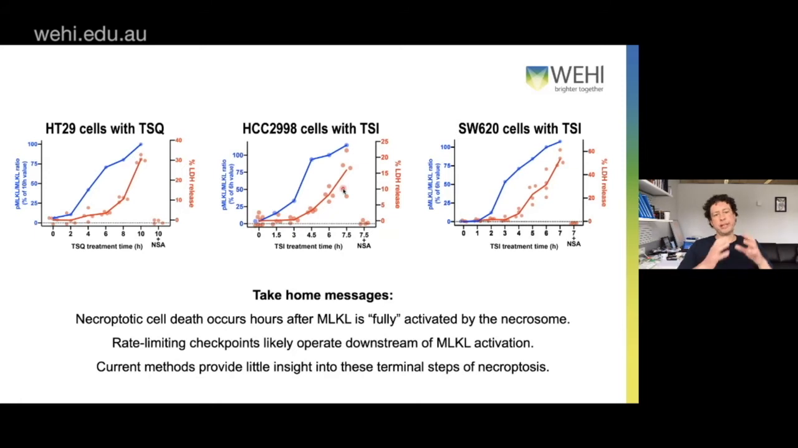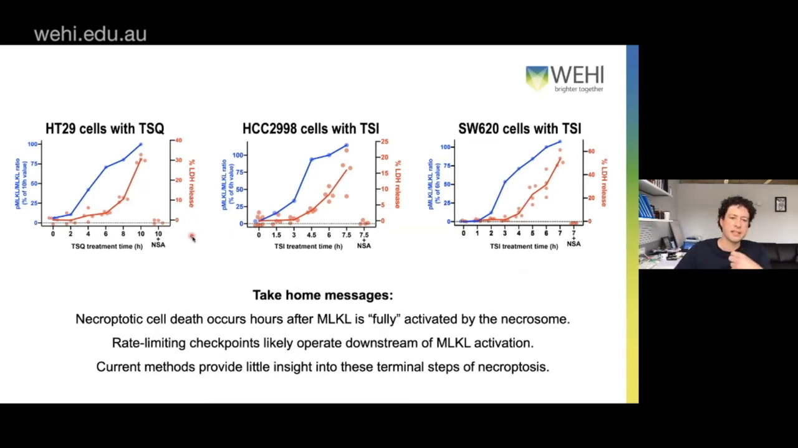So this gap between MLKL activation and cell death is not a particular curiosity of the model that we've chosen. It's a common feature reported, as you showed here, with different stimuli and different cells, but has been reported by others in the field. So it's a common feature of necroptosis. The point here that I want to just dwell upon is that necroptotic cell death occurs hours after MLKL becomes fully activated by the necrosome.